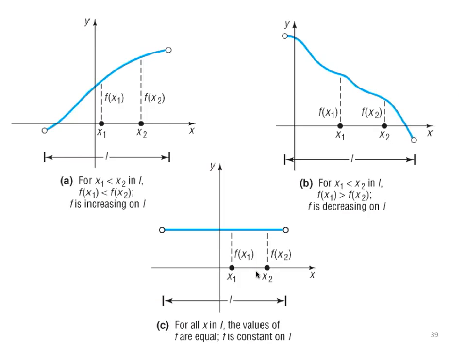So if you look at these little sketches here, you can clearly see that x1 is smaller than x2 in all of these cases, but for this one, f of x1 is smaller than f of x2, so this is increasing. For this one, f of x1 is larger than f of x2, so this one is decreasing. And for this one, f of x1 is equal to f of x2, so that means that it's constant.